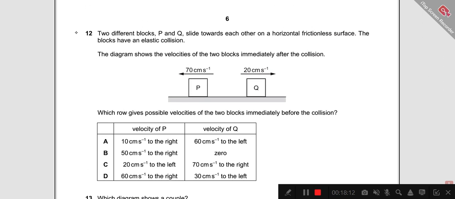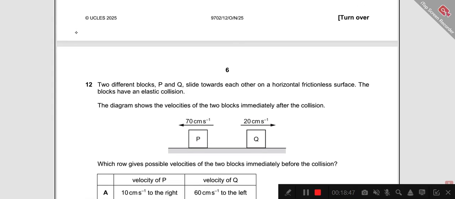I have not given you a question to solve yet. Let's solve this question. We have two different blocks, P and Q. They slide towards each other on a horizontal frictionless surface. The blocks have an elastic collision. That is, when we say elastic collision, it means the conservation of momentum should follow and the kinetic energy of the system, that is the sum of P's kinetic energy and Q's kinetic energy before the collision, should equal after the collision, right? And you have to find the possible velocities of these blocks right before the collision. You'd apply the conservation principle here.